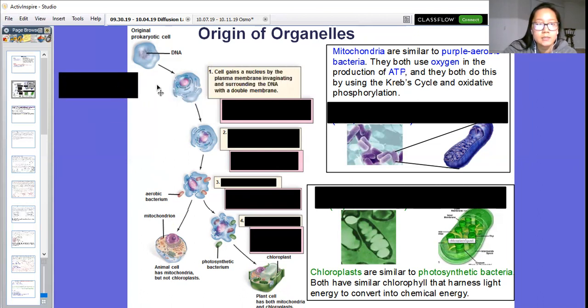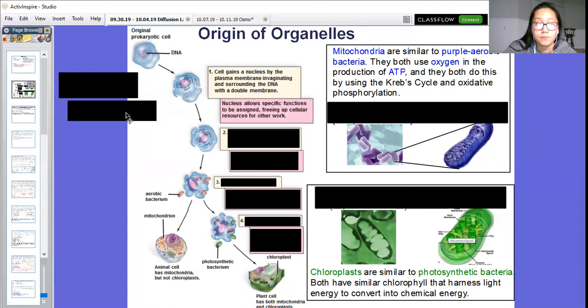So how did that happen? Somewhere along the lines, a cell gains a nucleus by the plasma membrane invaginating, or kind of enfolding and surrounding the DNA with a double membrane. So now that your DNA is surrounded by a double membrane, it's basically a nucleus. The nucleus allows specific functions to be assigned, so it frees up cellular resources for other work. When you have a nucleus that has its specific job, it can also assign jobs to other organelles. And being specialized means that you can work more efficiently. So that means now that certain organelles in the cells have their own job and they only do that job, they are way better at that job.